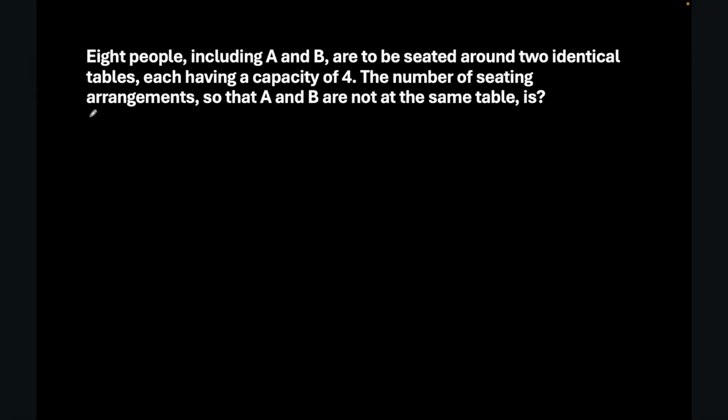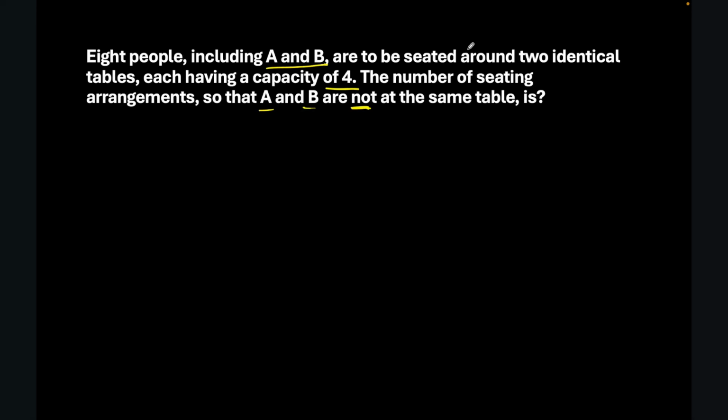Alright, so next question: we have 8 people, including A and B, to be seated around 2 identical tables, each having a capacity of 4. The number of seating arrangements in which A and B are not on the same table is what?